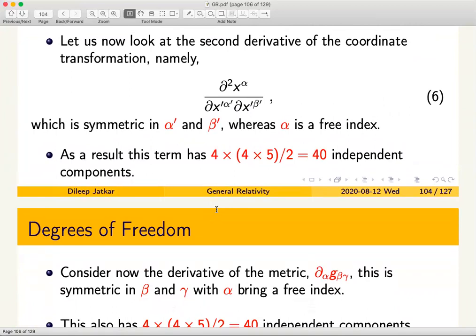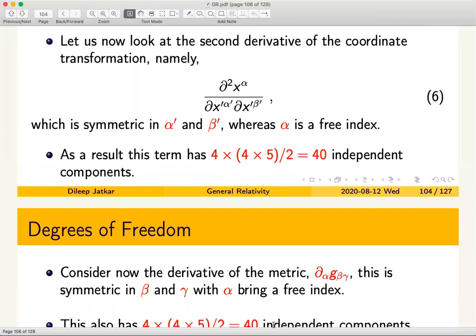Okay, so the derivative of the metric is written like this: del alpha of g beta gamma, and we know that the metric g is symmetric in its indices. It's a second rank tensor, and it's a symmetric tensor. Because of that, we have a symmetry in beta and gamma, whereas which derivative you want to take is totally up to you. That has no symmetry property with respect to either beta or gamma.